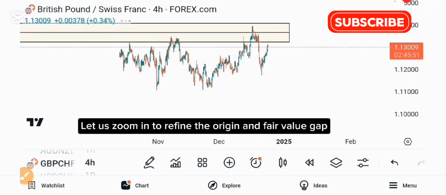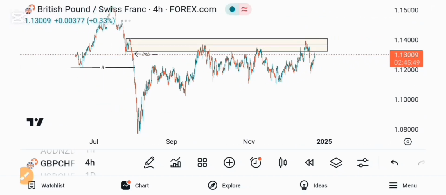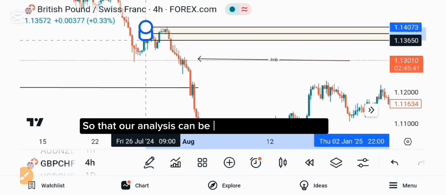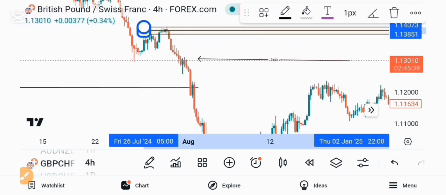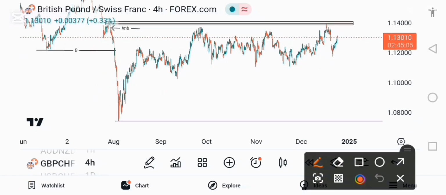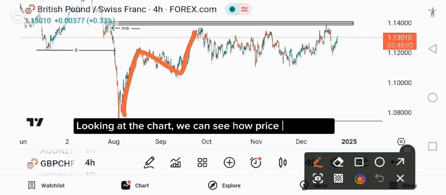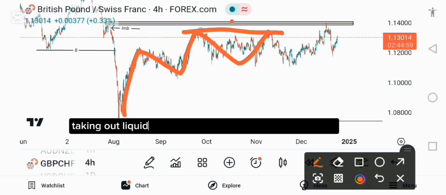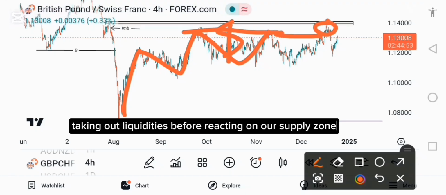Let us zoom in to refine the origin and fair value gap, so that our analysis can be as accurate as possible. Looking at the chart, we can see how price pushed up, taking out liquidities before reacting on our supply zone.